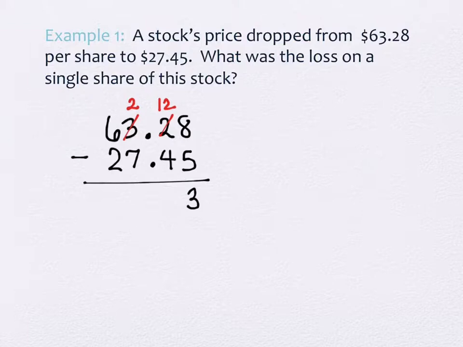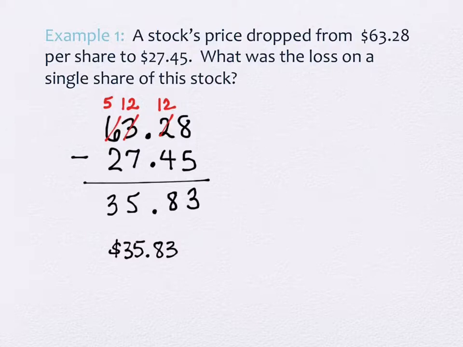In the 10ths column, we can subtract. 12 minus 4 would give me 8. There we go. I'll bring down my decimal point. And I have to regroup again because I can't take 7 away from 2. So I will take my 6 and turn it into a 5, and I will regroup so that my 2 is now a 12. 12 minus 7 would be 5, and 5 minus 2 would be 3. So this is $35.83.